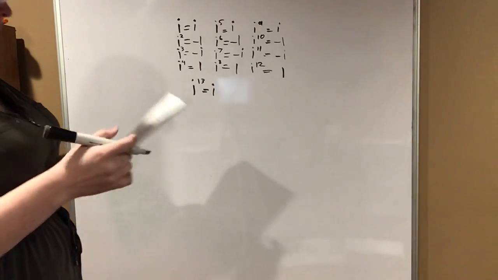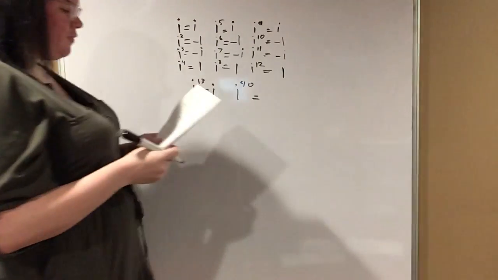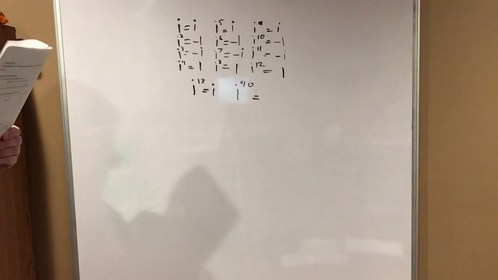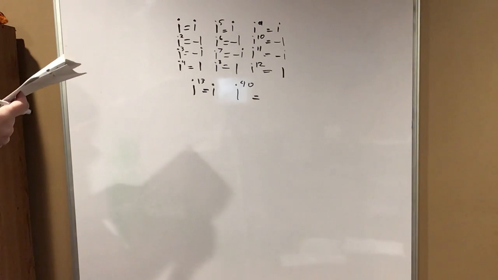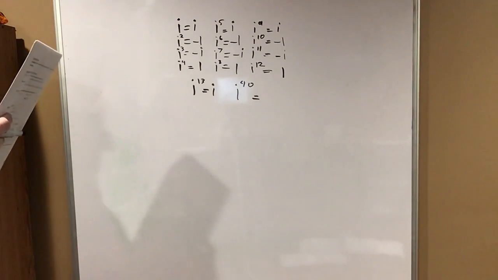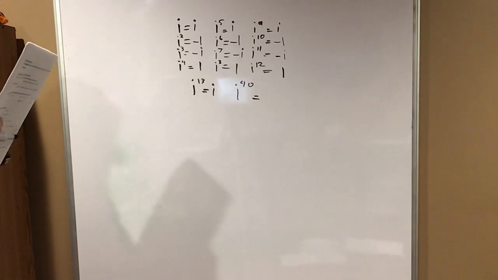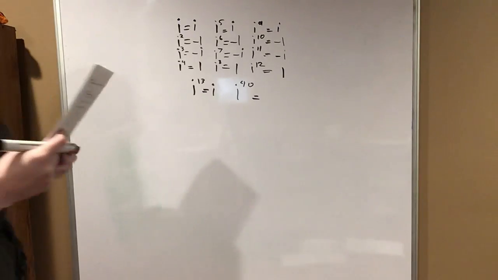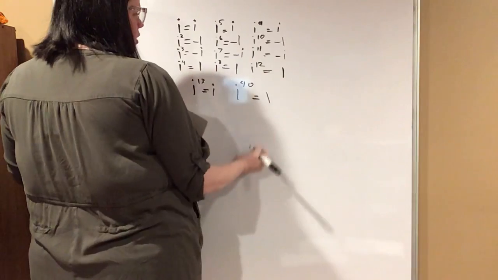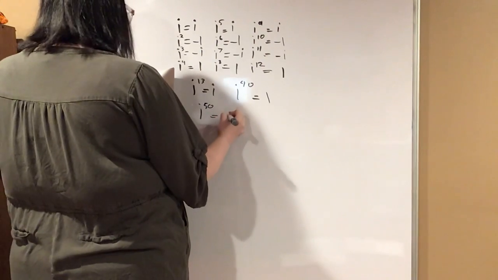But what if we're given i to the 40th? I to the 40th power, I don't remember how I do this, guys. I know that i to the 40th is 1, because you can make that chart and just keep going. And i to the 50th equals negative 1.